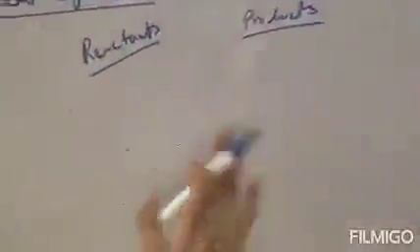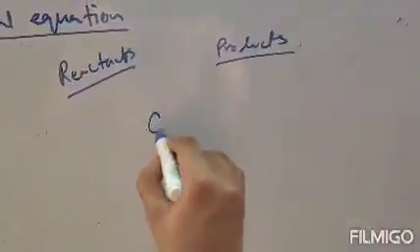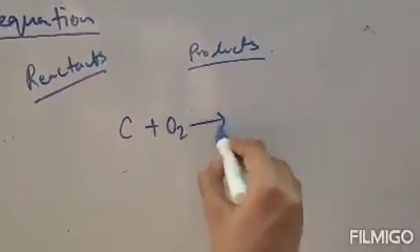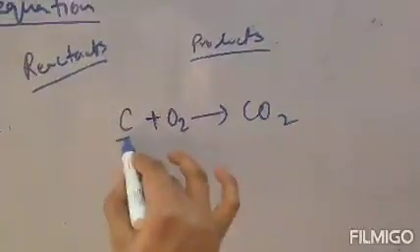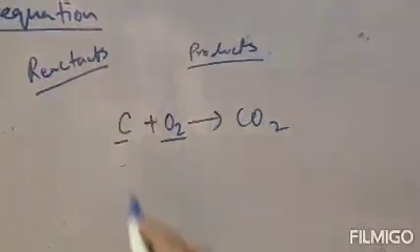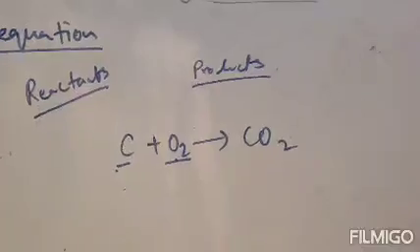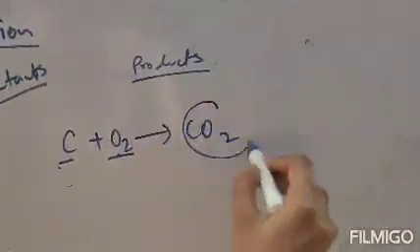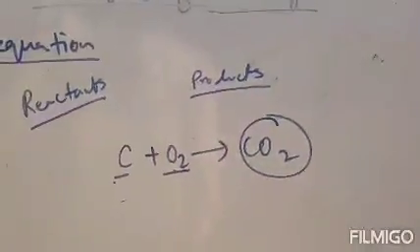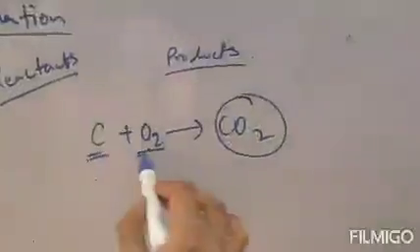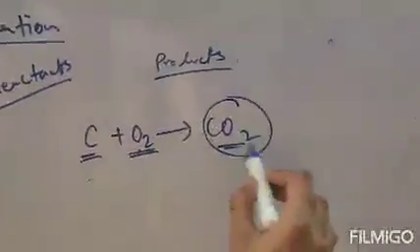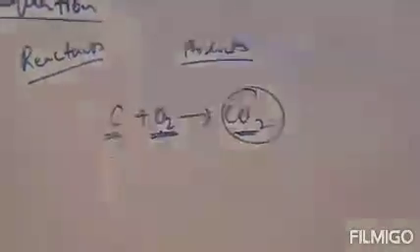For example, in the previous case, the equation was C plus O2 giving CO2. That means carbon and oxygen are participating. That is, carbon and oxygen are known as reactants, and the result is carbon dioxide. This is your product. So therefore, here two reactants are involved and one product is formed. So these are reactants and products.